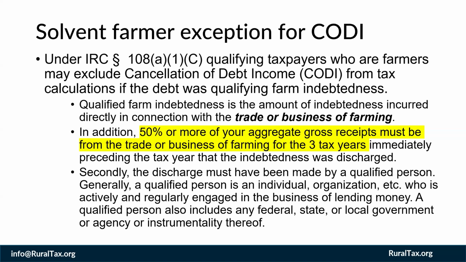Additionally, that second one highlighted, 50% or more of the aggregated gross receipts. So this is the broad line 9 from Schedule F from the trade or business of farming for the last 3 tax years immediately preceding the tax year when the indebtedness was discharged. You have to look at that. And then secondly, the discharge has to be made by a qualifying person. Basically, that's, are they in the business of lending money, such as a bank, or it could be also USDA in some of its lending activities. But the key here is you have 50% or more of aggregated gross receipts, and that is the line 9 that I referenced earlier in the Betsy example that we have. That's gross farm income.